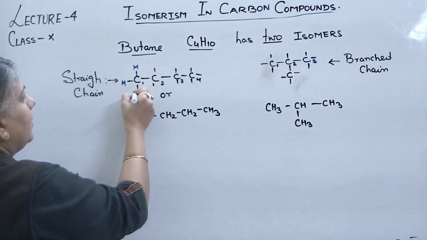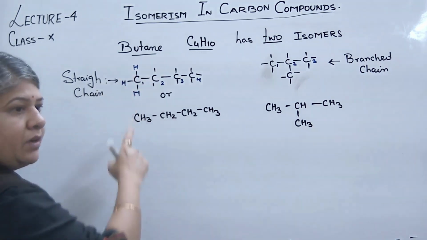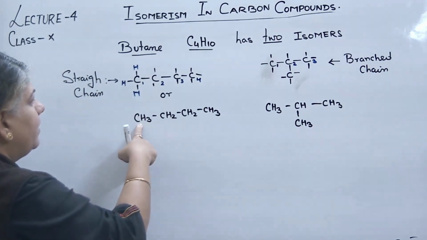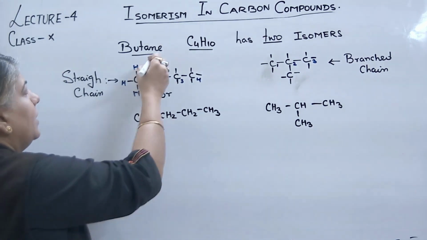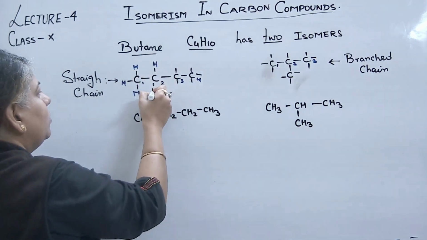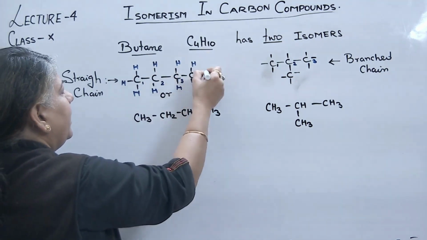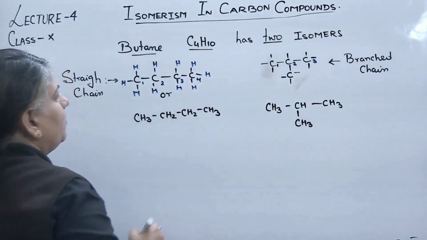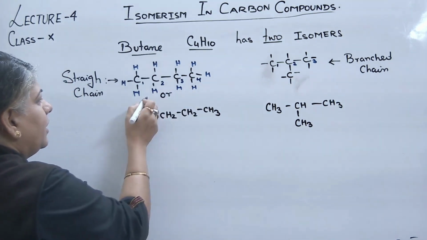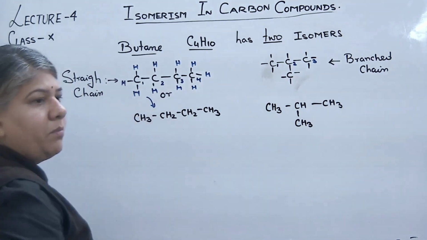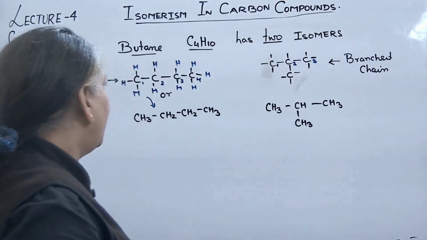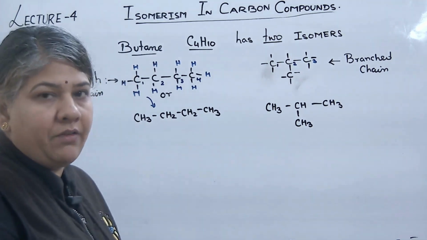So this is 1 carbon atom with 3 hydrogens. It is represented here as CH3. Then CH2, CH2, then again CH3. So you can write it in this form or this form. Both the forms are correct and you can represent it in any way.